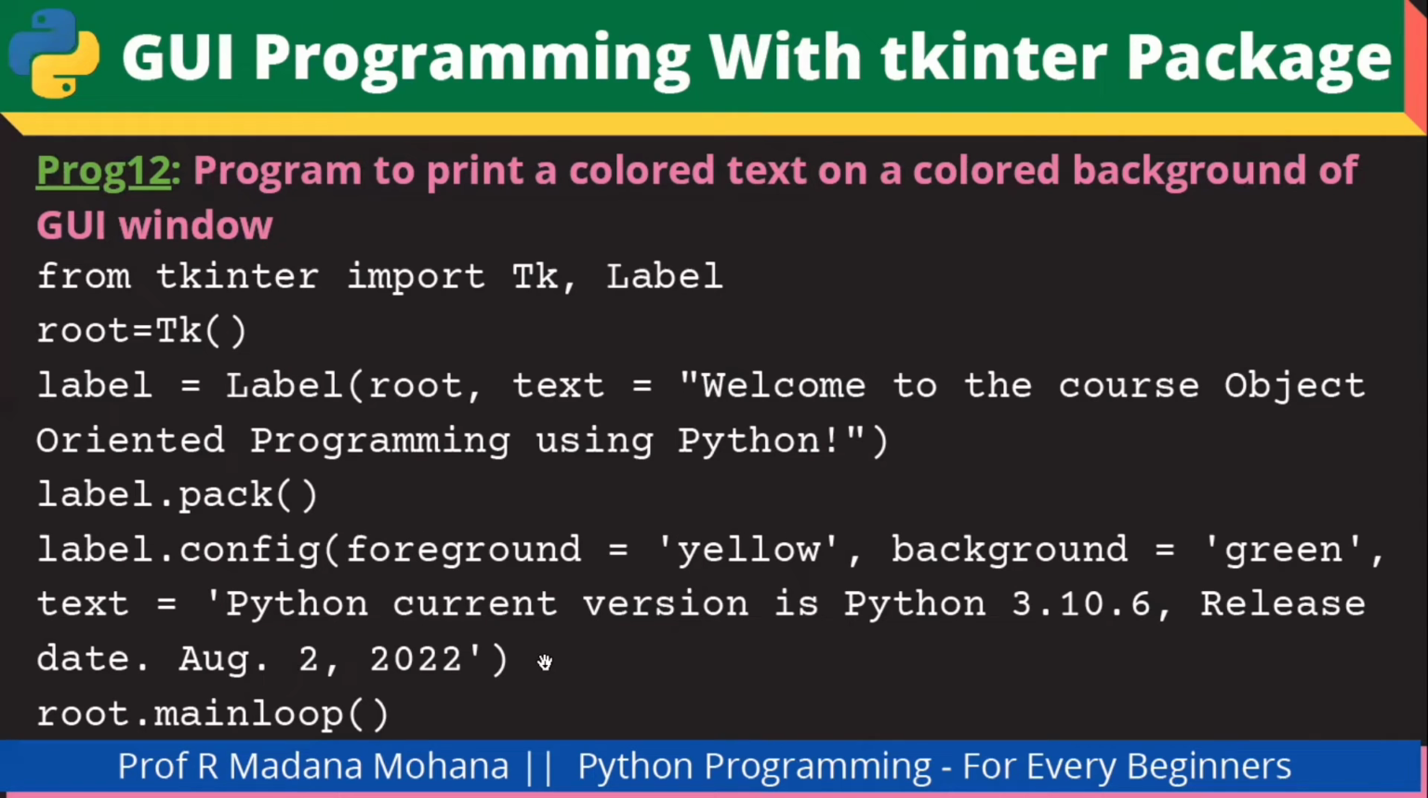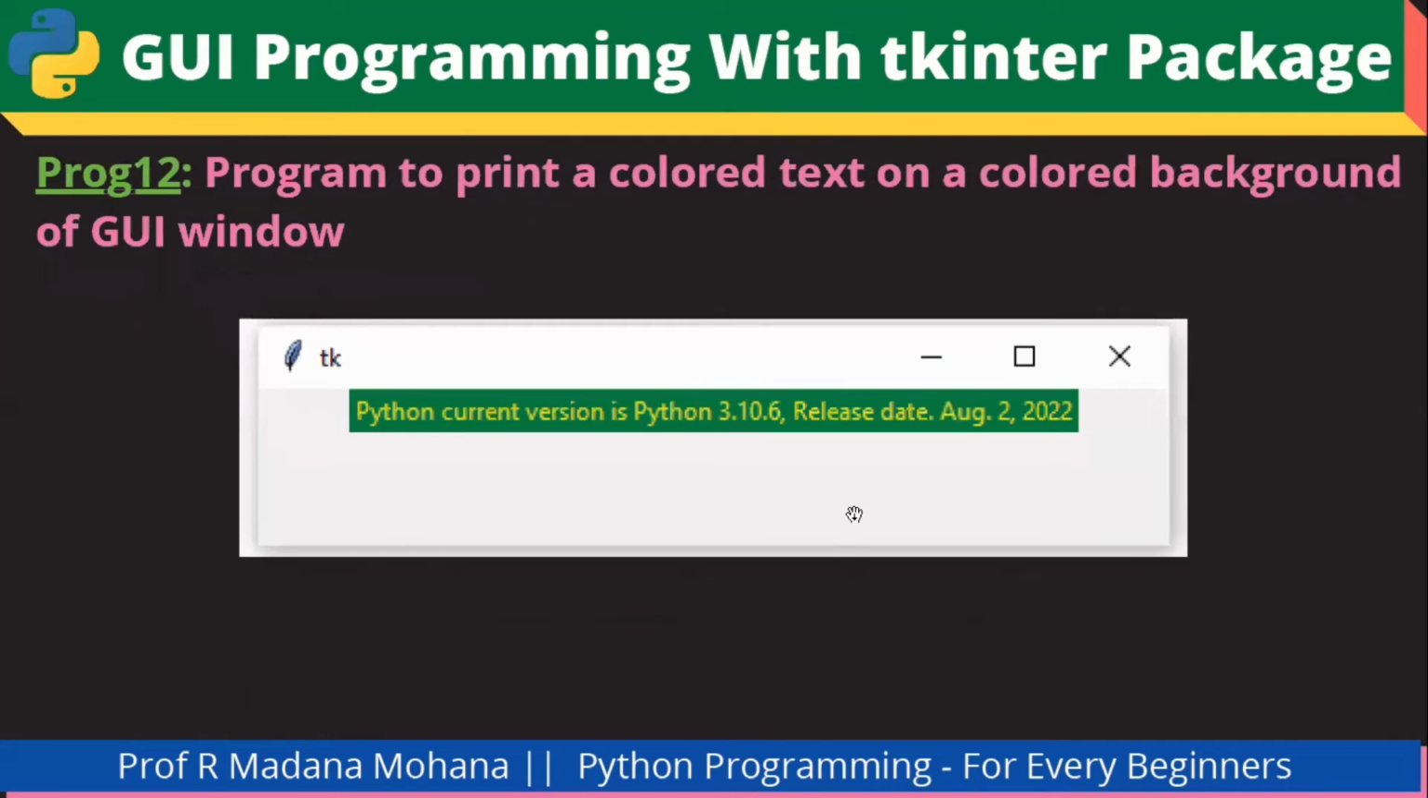Now let us see what will happen after running this program. Here you can see in the first what we have given, Python current version is so and so, release date. Here you can see the text color is yellow foreground, then the background color is green. So it printed colored text on a colored background. The background color is green, then what is the text color? Yellow.